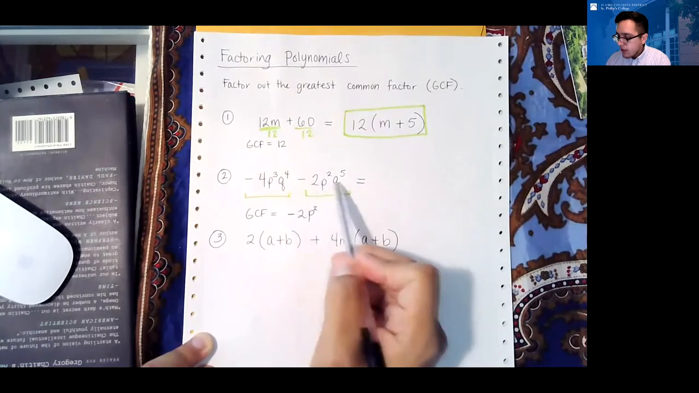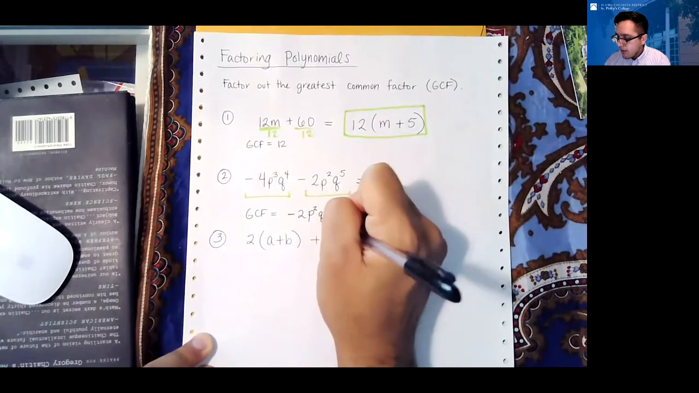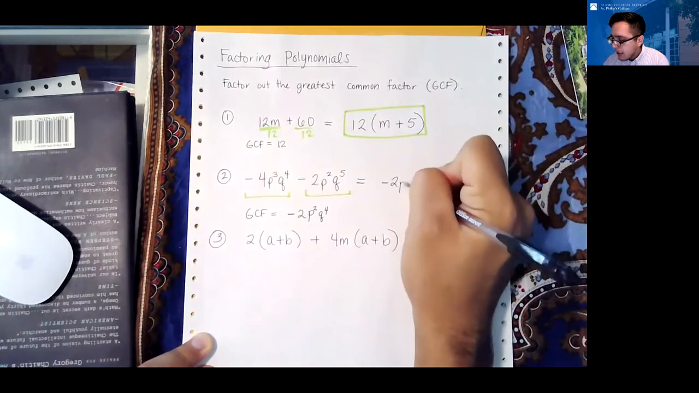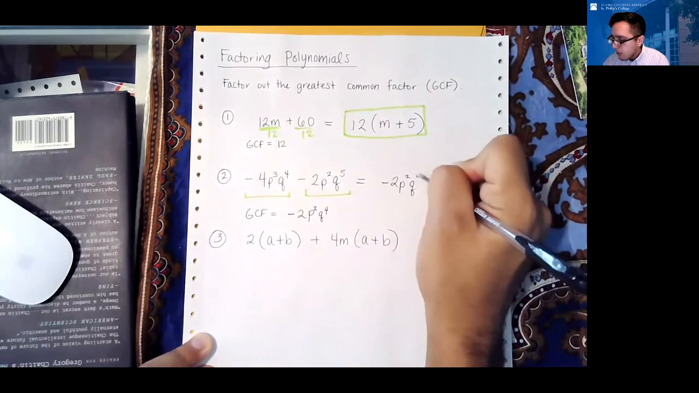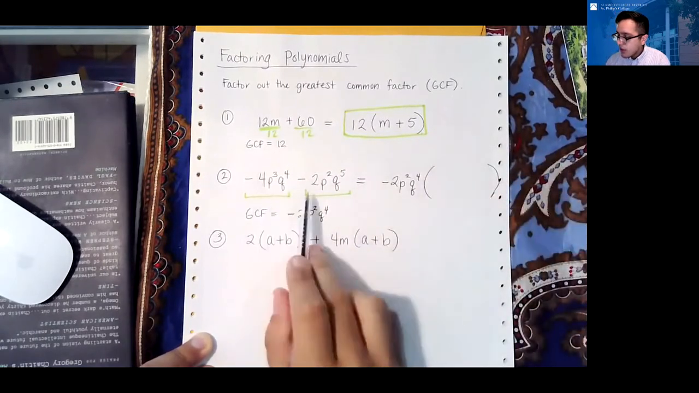Then if we look at the q's, the q to the fourth power is the one that we want to take. Okay, so we'll go ahead and write our GCF down, negative 2p to the second power q to the fourth power. And we need to multiply that by 2 terms so that we get the original expression back.